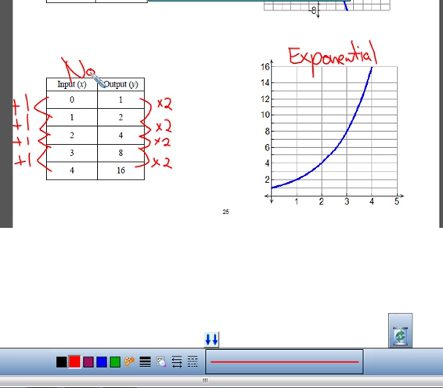Okay? Alright, so over on the next page we have a little more information about what a linear function is. So let's go ahead and take a look at that.